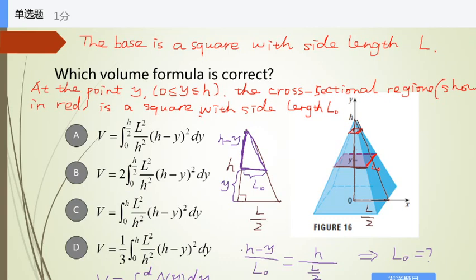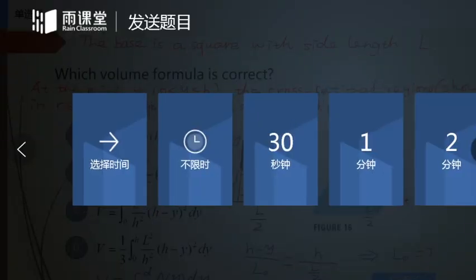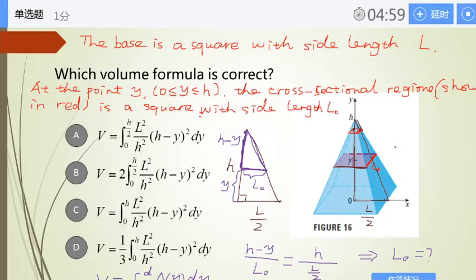I will give you 5 minutes to finish this quiz. I give all those hints here. Try to figure out the expression of the volume.